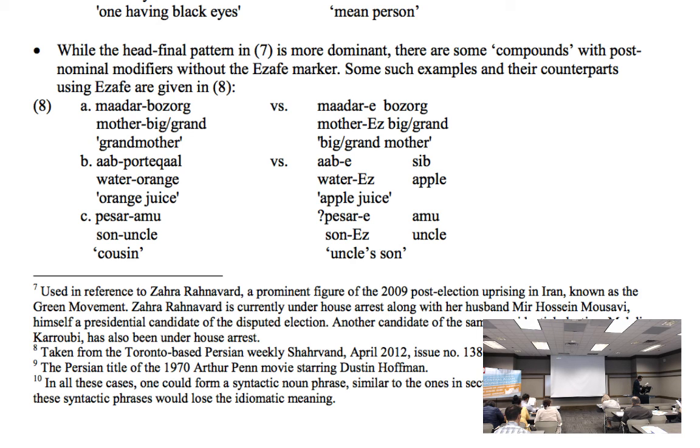8b, we have Ab Portugal, as opposed to, for example, Ab Sib. So for orange juice, we have water, orange, as opposed to Ab Sib with the Ezafe, but Ab Portugal has dropped the Ezafe. And Ab Sib, by the way, I'll talk about that briefly in a second. But basically, what you see there is that the Ezafe seems to not be there even though you have a post-nominal modifier.